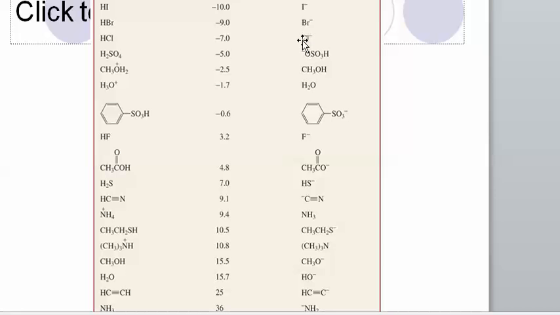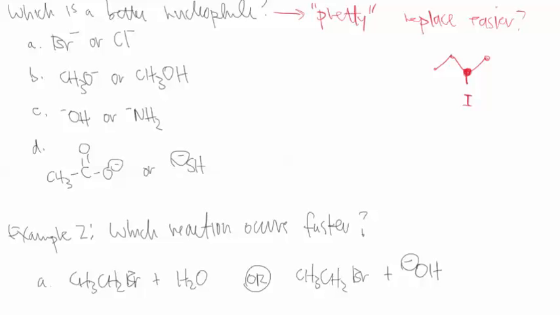So if I look at my choices between bromo and chloro, chloro is further down the list. That means it's prettier than the bromo group. And if it's prettier than the bromo group, then my chloro is a better nucleophile. So if bromine is on this molecule, chlorine is actually pretty enough to come in and kick the bromo to the curb and take bromo's spot.